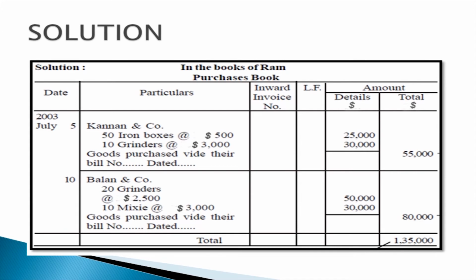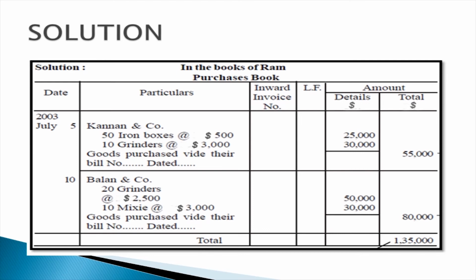Next one is July 10th. Purchased 20 grinders at $2,500 each and 10 mixers at $3,000 each from Balan and Company. So in this case, we will write Balan and Company, and under it we will write 20 grinders at $2,500 and 10 mixers at $3,000. So in details we will write $50,000 and $30,000, and the total will be $80,000.